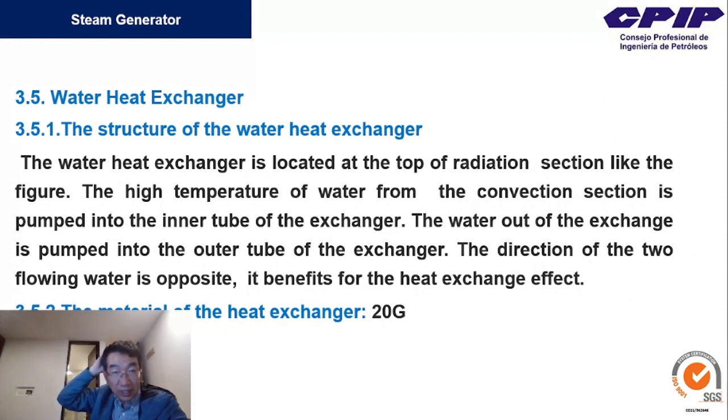The water heat exchanger is located at the top of a radiation section like the figure. The high temperature water from the convection section is pumped into the inner tube of the exchanger. The water out of the exchanger is pumped into the outer tube of the exchanger. The directions of the two flowing waters are opposite. It benefits from the heat exchange effect. The material of the heat exchanger is 20G.